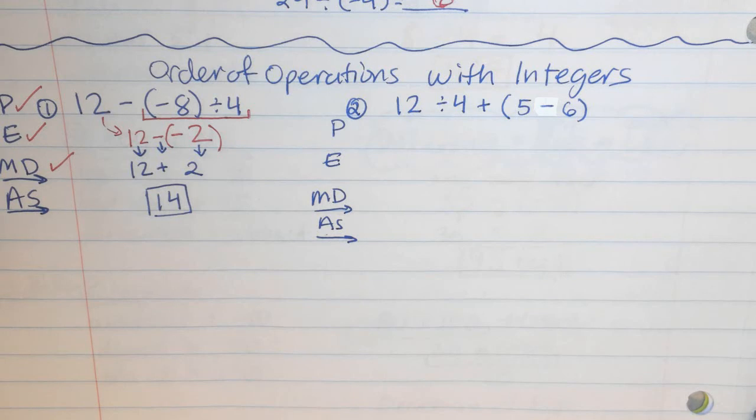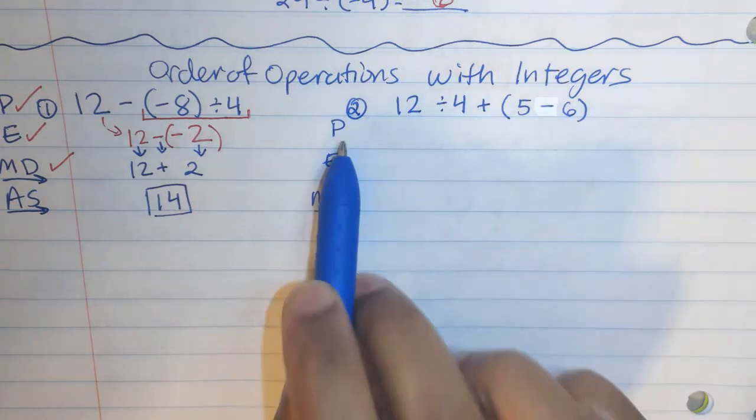Okay. So let's break this down. I'm going to ask Amir to help me out. All right. So Amir, you can go ahead and unmute your mic. You're going to help me walk through the steps for this problem. Okay, Amir? So Amir, what's the first part of order of operations? What does the P ask us to do?